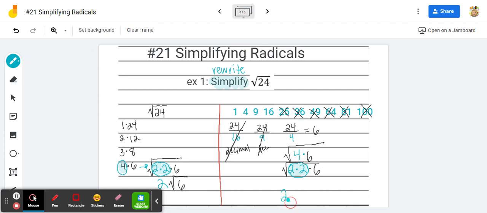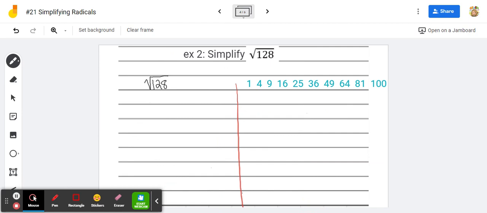So our square comes out and the leftover stays in. So our simplified answer to the square root of 24, guys, is 2 square root of 6. Make sure to write down example number 2 for me, and we're going to do exactly the same strategy.